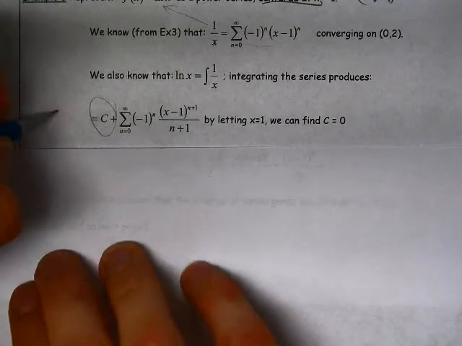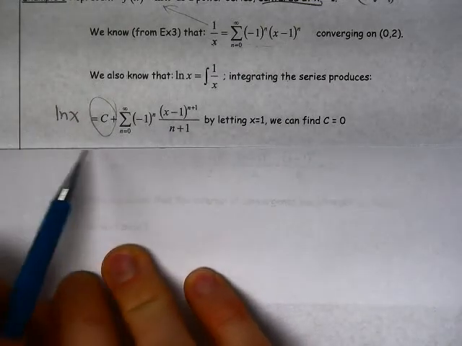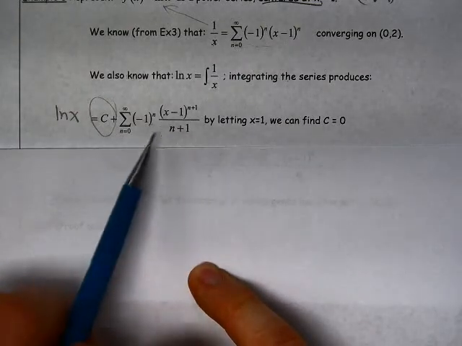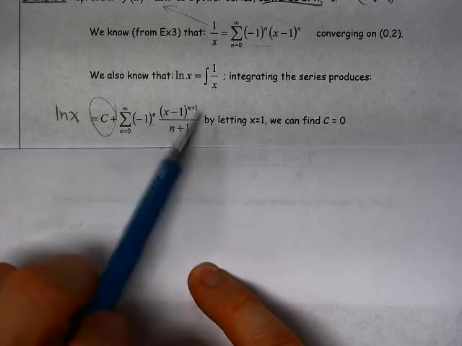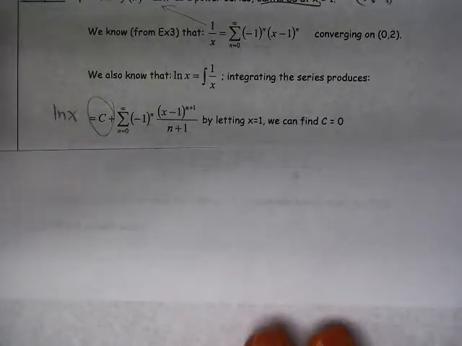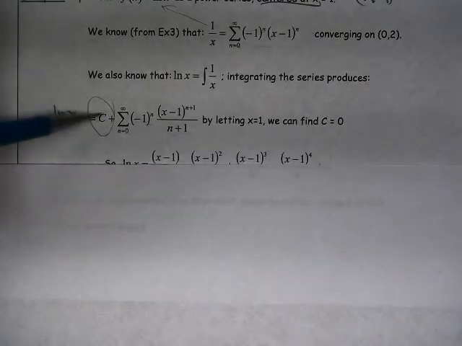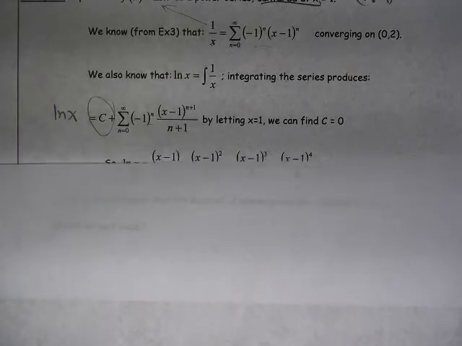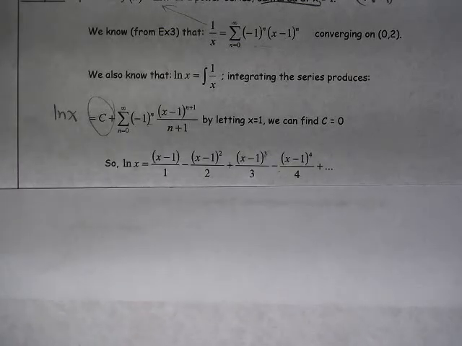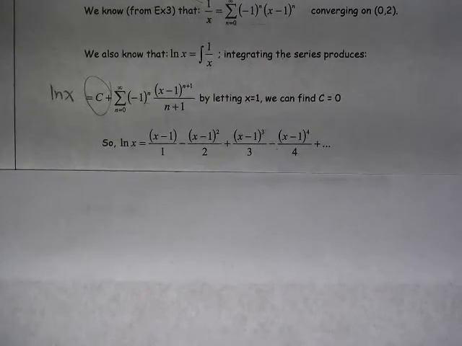Because now we're saying ln of x equals this, and if we let x equal 1, this entire term goes away. Natural log of 1 is 0, so c has to be 0. So our natural log of x centered at x equals 1, that power series will look like this.